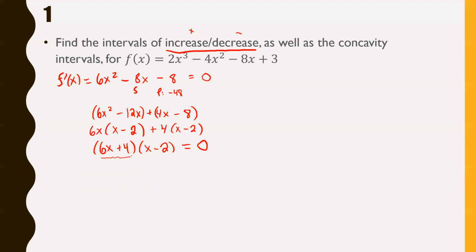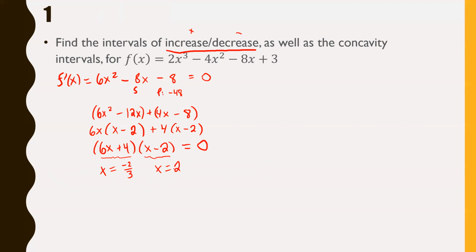This first piece here, 6x plus 4, if you set that equal to 0, you'd get -4 divided by 6. Long story short, you're going to get x is -2/3 as being one of your critical points. As for this other one, that's an easier one to find. You just add 2 and you've got x equals +2. Now, what do we do with these?